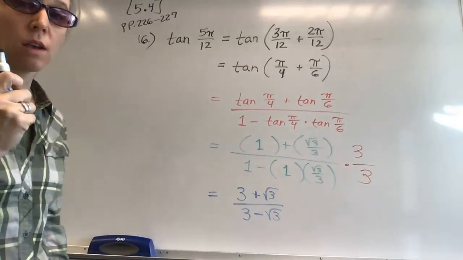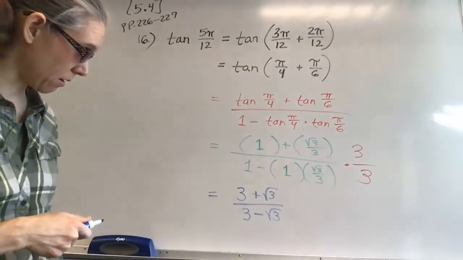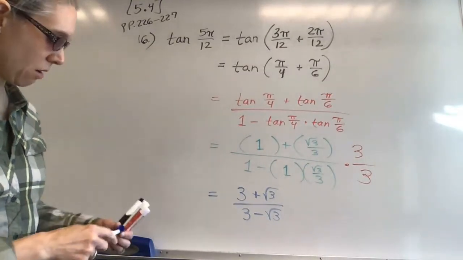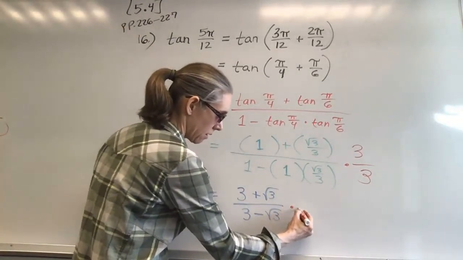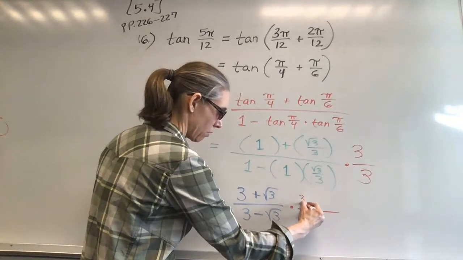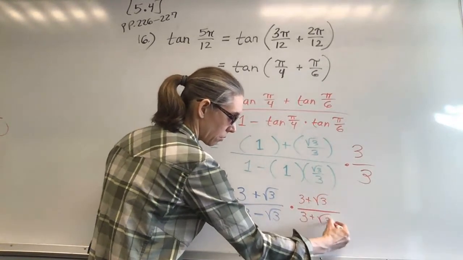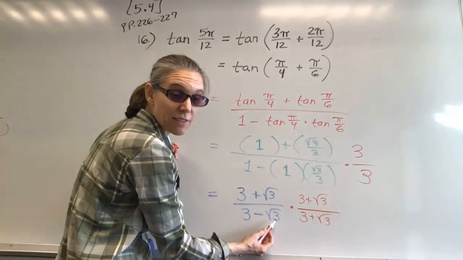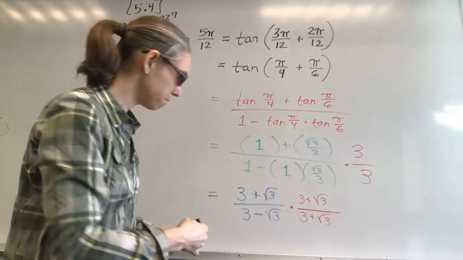Okay. Next, I have to rationalize the denominator. And to rationalize the denominator, we use the conjugate of the denominator, right? So we're going to multiply this fraction by 3 plus root 3 over 3 plus root 3, because those conjugate pairs will cause us to have a difference of squares in the denominator, and that would rationalize it.